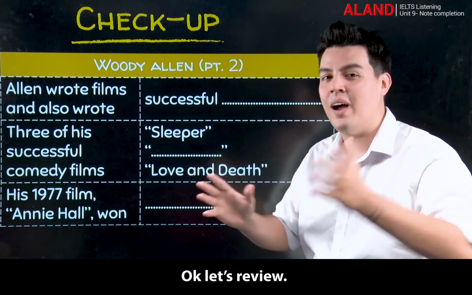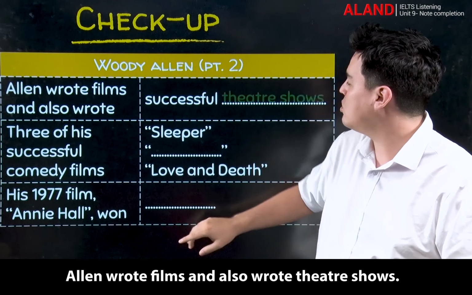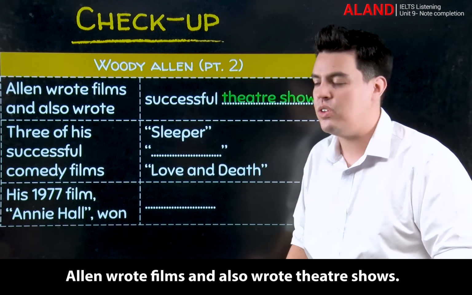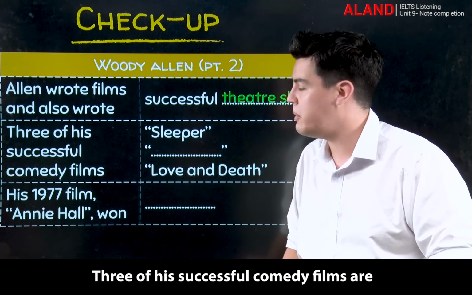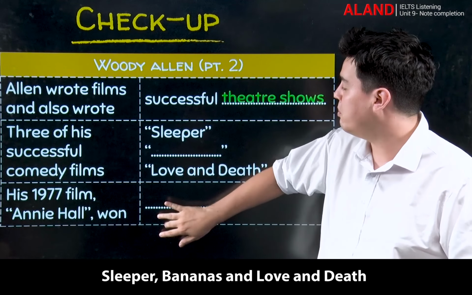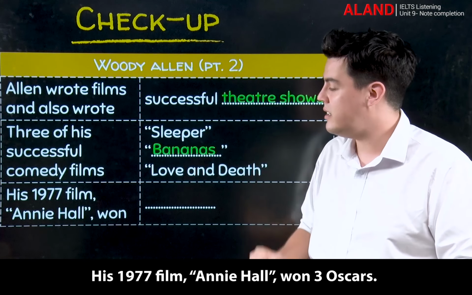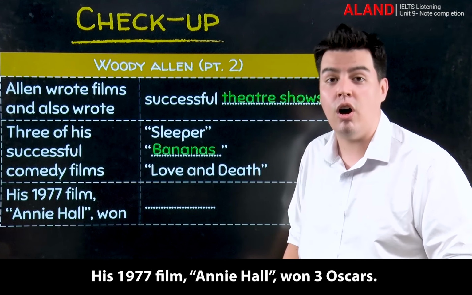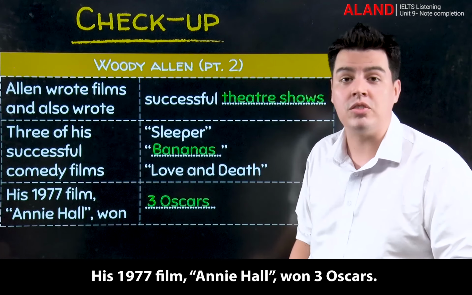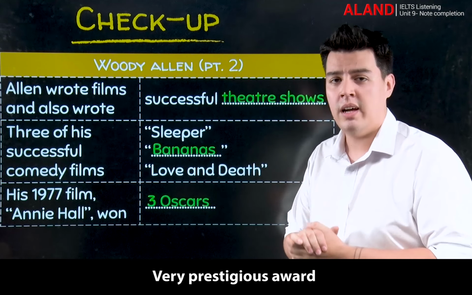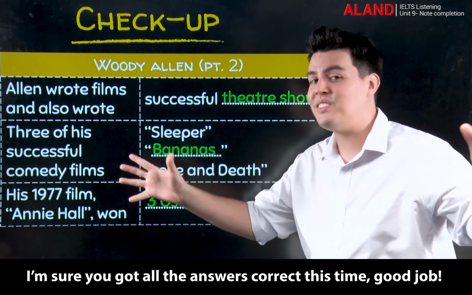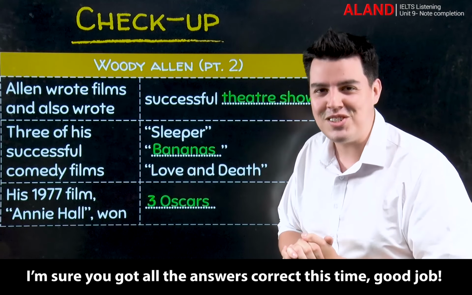Okay, let's review. Allen wrote films and also wrote theater shows. 3 of his successful comedy films are Sleeper, Bananas, and Love and Death. His 1977 film, Annie Hall, won 3 Oscars, a very prestigious award. I'm sure you got all the answers correct this time, so good job.